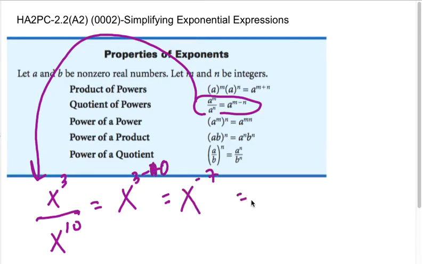Now that's fine, but that's not my final answer because we generally want the final answer to have no negative exponents, which we'll talk about on the next slide. So I'm going to write that as 1 over x to the 7th. So those are our properties of exponents.